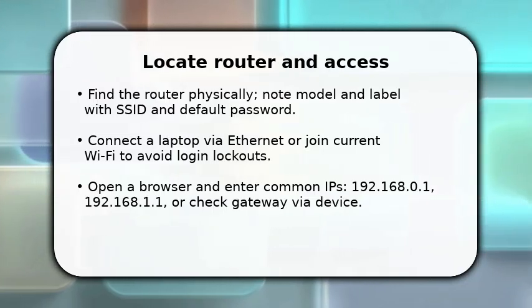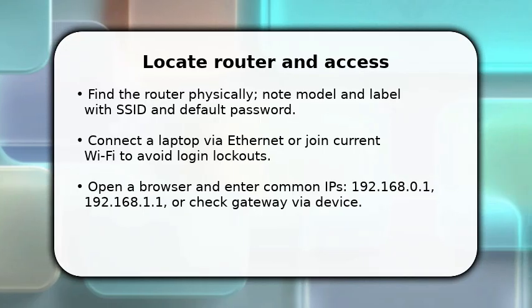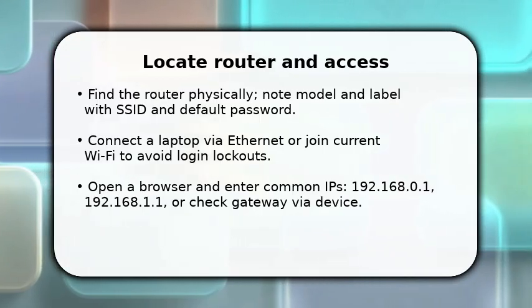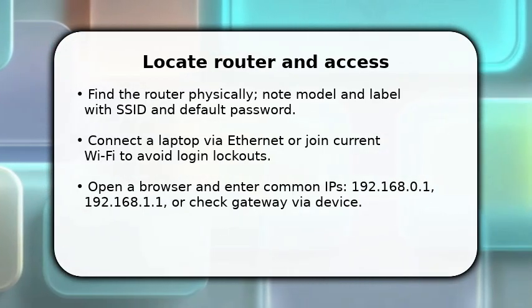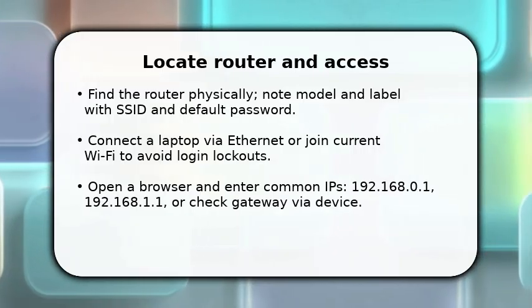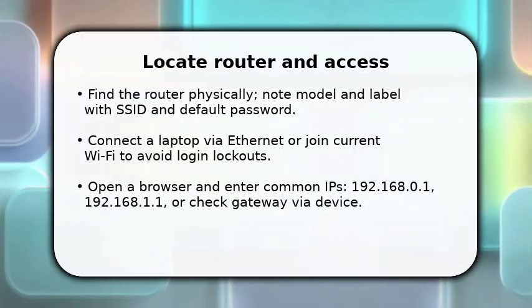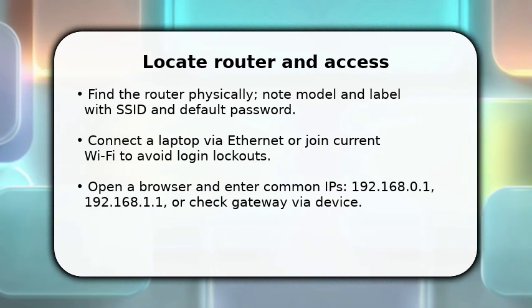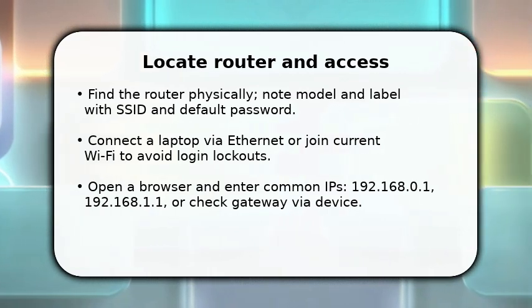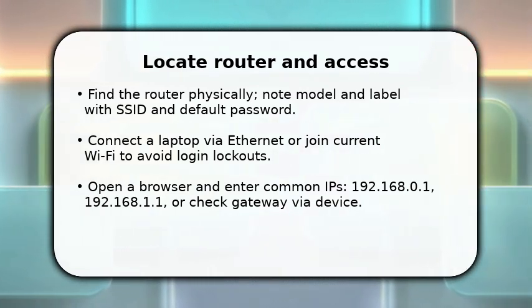Then open a browser and enter the gateway IP, commonly 192.168.0.1 or 192.168.1.1, and log in using the label info or your saved credentials so you can view the wireless settings immediately.